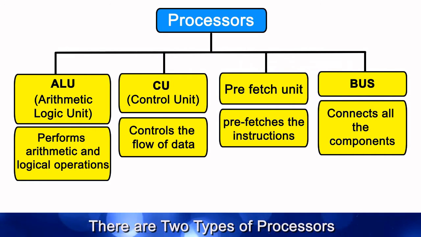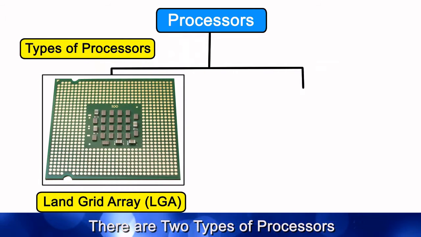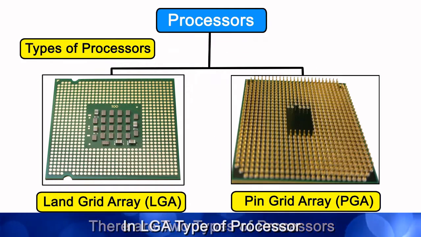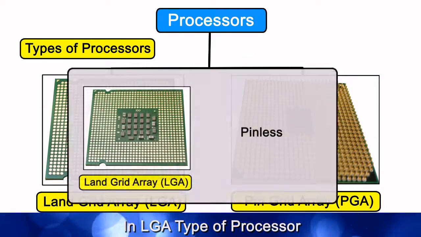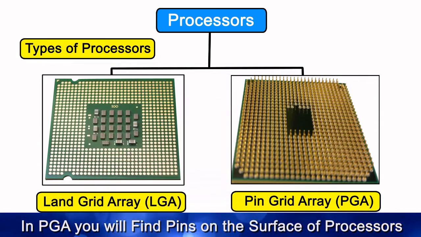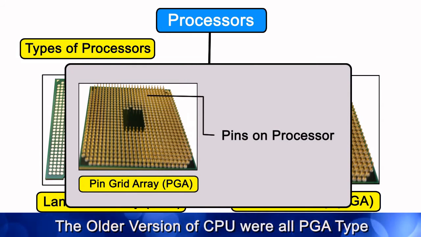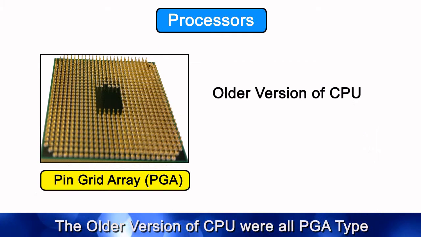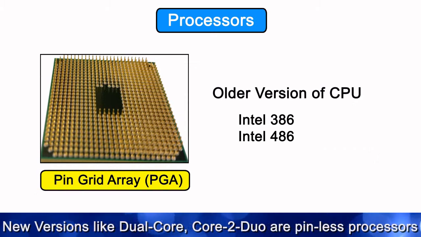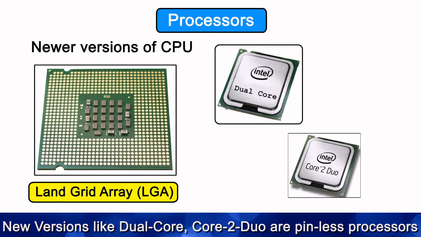There are two types of processors, Land Grid Array LGA and Pin Grid Array PGA. In LGA type of processor, as you can see, pins are not present on the processor surface, whereas in PGA, you will find pins on the surface of processors. The older version of CPU were all PGA type. Newer versions like dual core, Core 2 Duo are pinless processors.